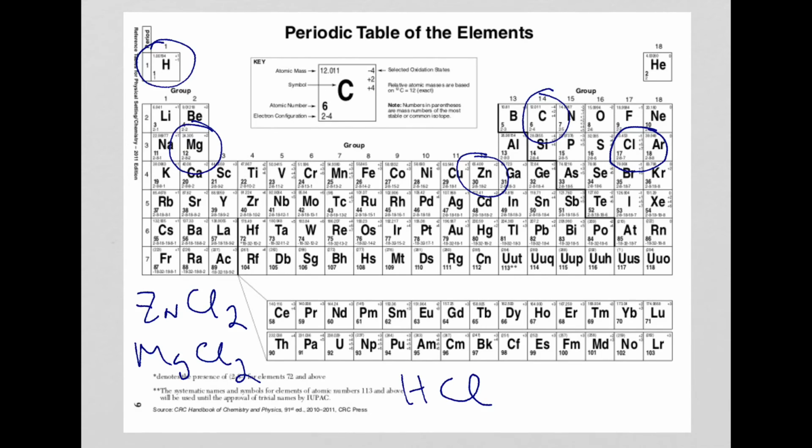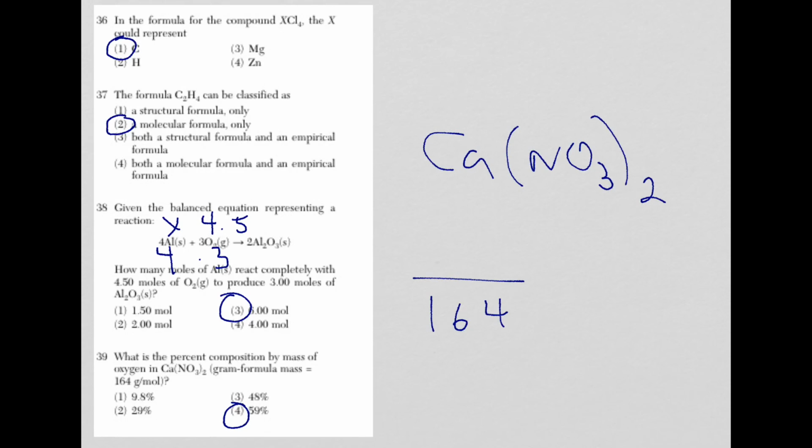So let's take a look. The thing that's tricky here is, of course, you're looking for the oxygen. For calcium nitrate, they already give you the gram formula mass, which is 164 grams for every mole. That's the whole thing, the 164. I'm going to multiply by 100 and I'm going to get a percent. But now I need the mass for the oxygen.